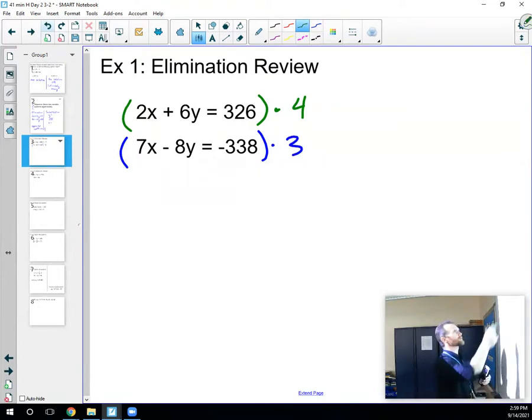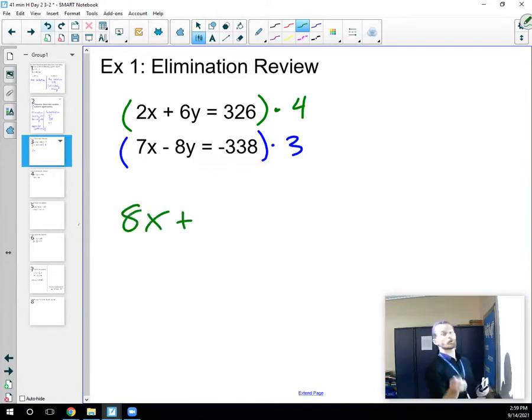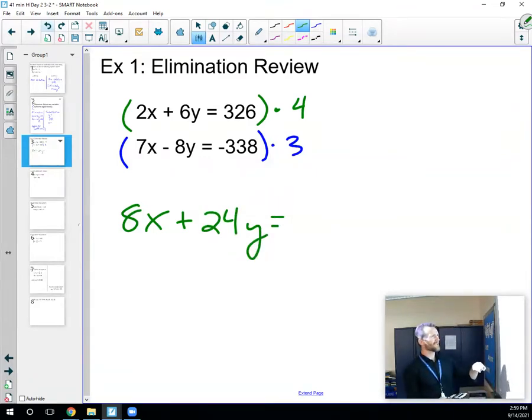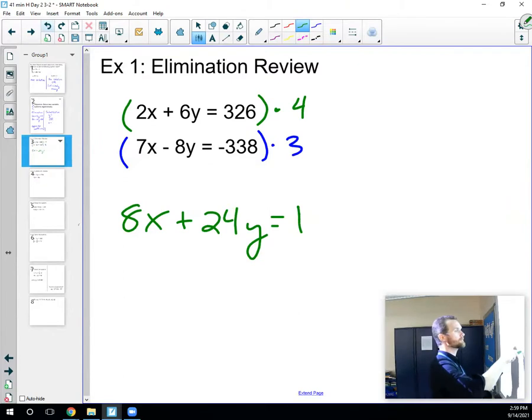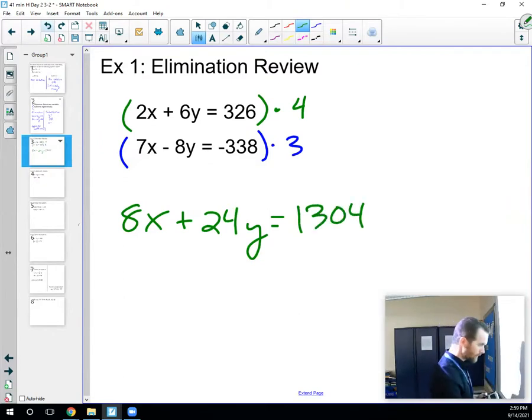All right, so now let's just distribute. 4 times 2x becomes 8x, plus 4 times 6y is 24y, and then 4 times 326 is 1304. Okay, 1304.